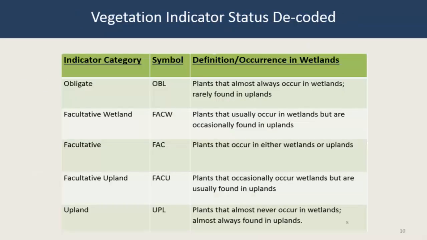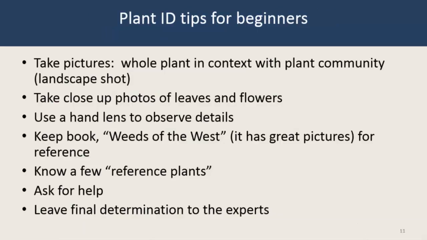One of 5 possible indicator statuses is assigned to each plant on the list by experts that are familiar with that particular region of the country. Obligate, facultative wetland, and facultative status assignments indicate water-loving or water-tolerant plants. Facultative upland and upland plant status means the plants don't tolerate living in wet conditions for very long. The indicator status of a plant is important in doing the math to determine whether or not an area has wetland vegetation or not. We will go into some of the details about how that is done later. So back to plant identification.